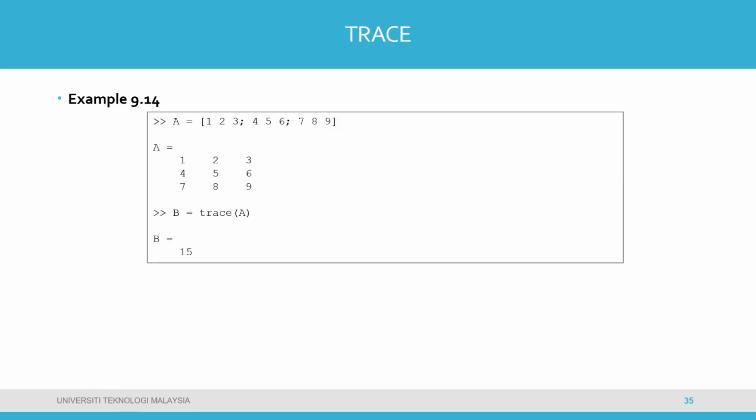Okay, so for a first example, let us use trace. Remember what is trace? Trace is basically you add everything on the diagonal. So basically B is the sum of the diagonal. So 1 plus 5 plus 9 is 15.